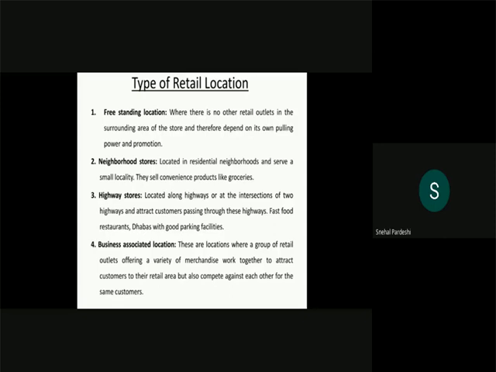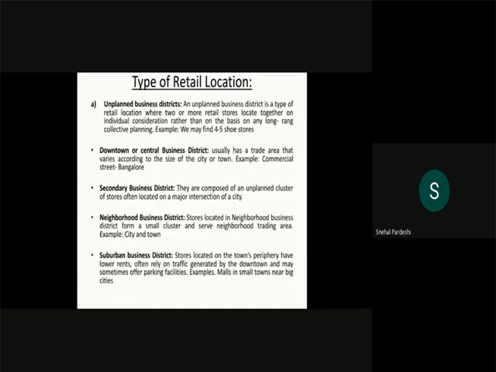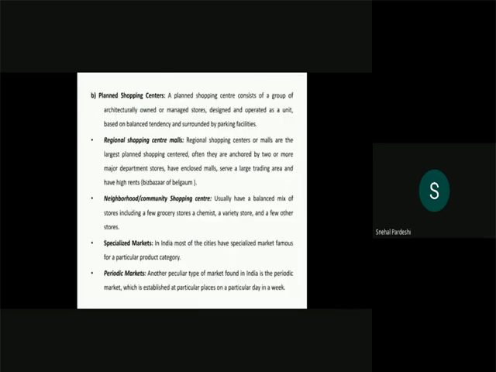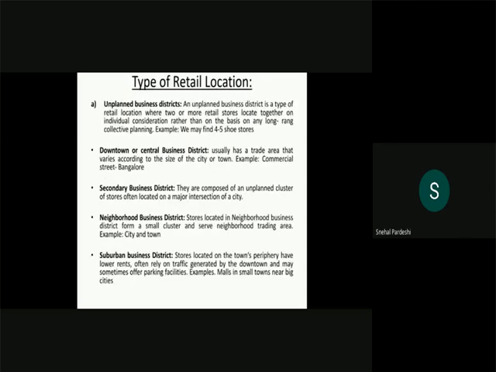So we have different types of locations on the basis of unplanned business districts, and also the planned shopping centers. Fine. When people talk about unplanned business districts, the name itself says these are locations for a retailer with two or more retail stores located together on an individual basis, rather than on the basis of any long range collective planning.